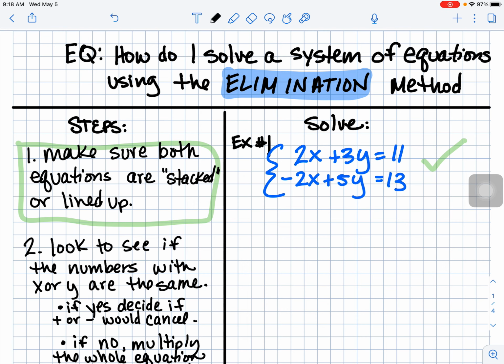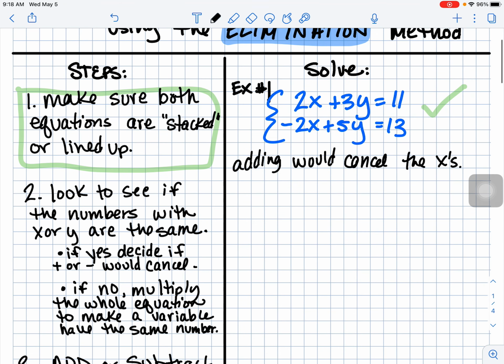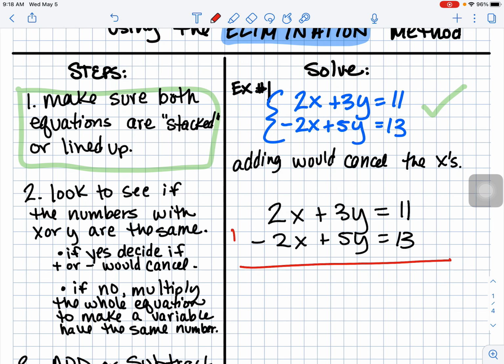I'm going to maybe write that down. Adding would cancel the x's. So that's the strategy I'm going to use. I'm going to add those two equations together. So I've got 2x plus 3y equals 11, and I've got negative 2x plus 5y equals 13, and we're going to add these two together like elementary style vertical addition and subtraction.